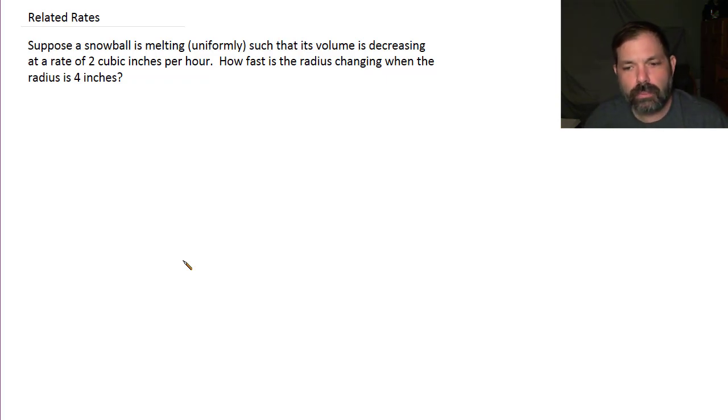So here we're told to suppose a snowball is melting uniformly such that its volume is decreasing at a rate of 2 cubic inches per hour. How fast is the radius changing when the radius is 4 inches? So if we look at this problem, well, first, we've read through it, and hopefully we have some understanding of the problem.